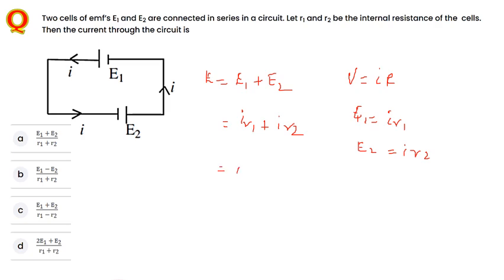Now from this, I will take the common factor out. So I times R1 plus R2 will be equal to the E value, which is nothing but E1 plus E2. So from here, I is equal to E1 plus E2 divided by R1 plus R2. So the answer here is this one.